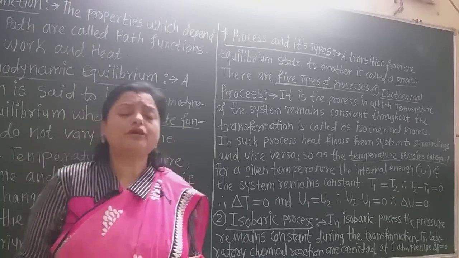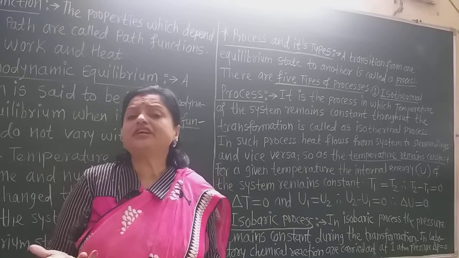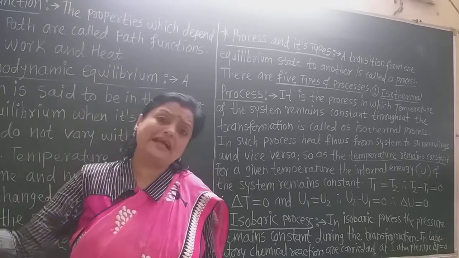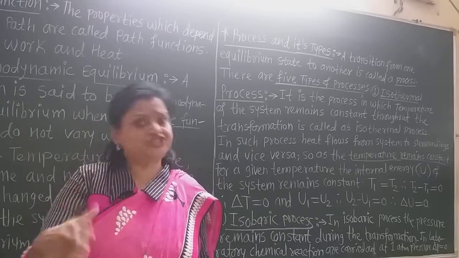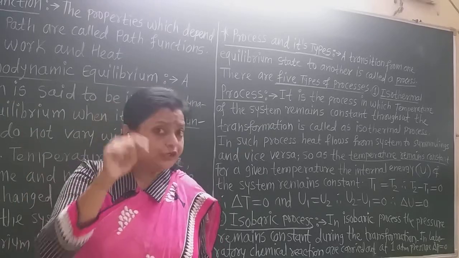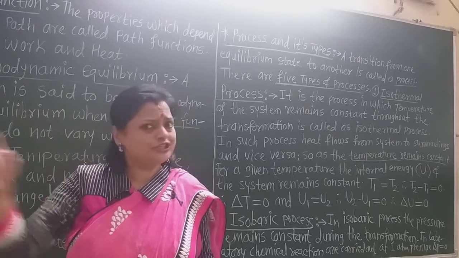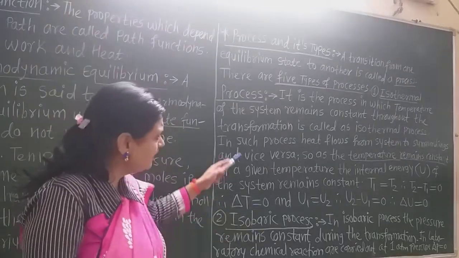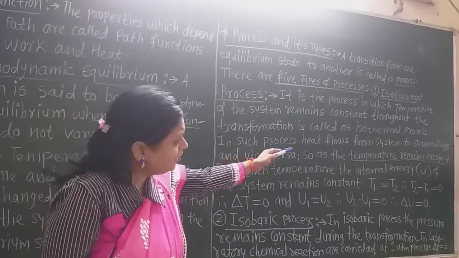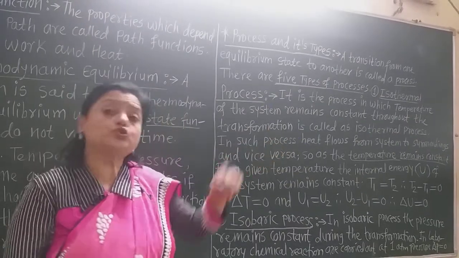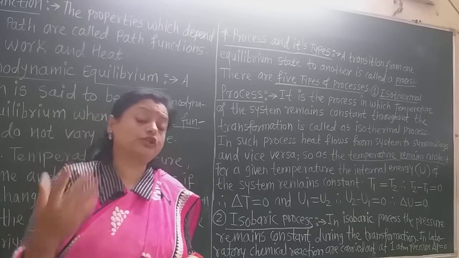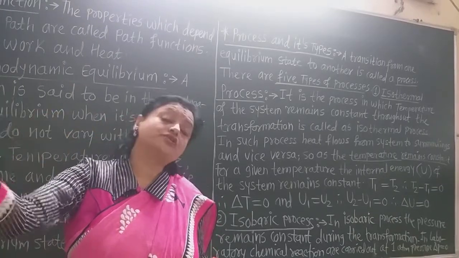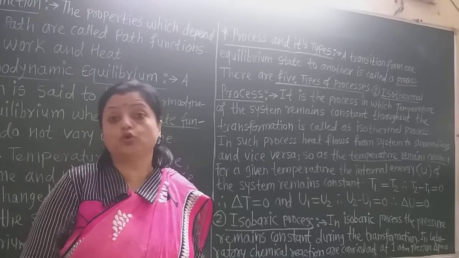In the isothermal process, as temperature remains constant, the temperature of the initial state and final state are equal. T1 is equal to T2. Therefore, T2 minus T1 is equal to 0, that is delta T is equal to 0. In such a process, heat flows from system to surroundings, or from surroundings to system if it is an endothermic process.